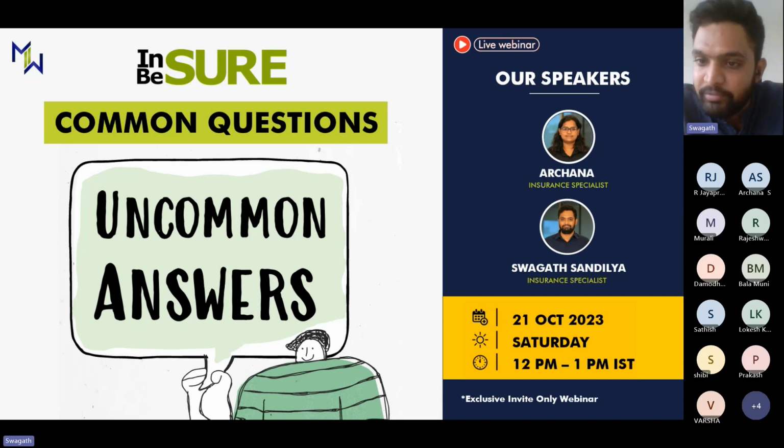Is it from Mr. Murali? Is it possible to add parents after a health insurance policy has been taken? So I wouldn't suggest adding your parents to the same policy, because the premium will be extremely high. It will be calculated based on your parents' age. It will be very high. The premium will be over the roof.